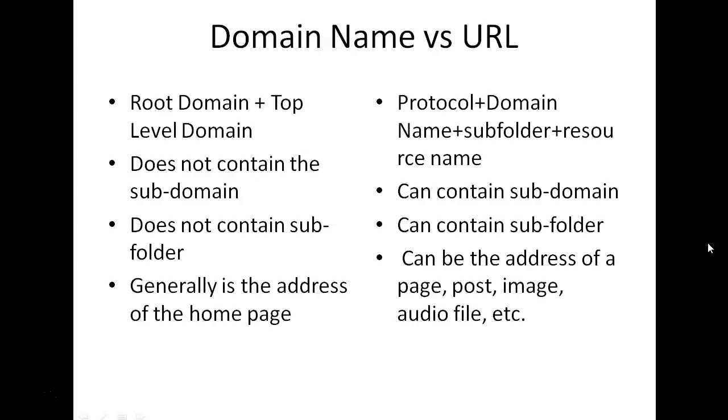The domain name, that is the root domain followed by the top-level domain, will generally link to the home page of the website. Whereas, a URL can be the address of a page, a post, an image, an audio file, or any other resource that you have on the internet under the website. And it will always be unique for every resource.